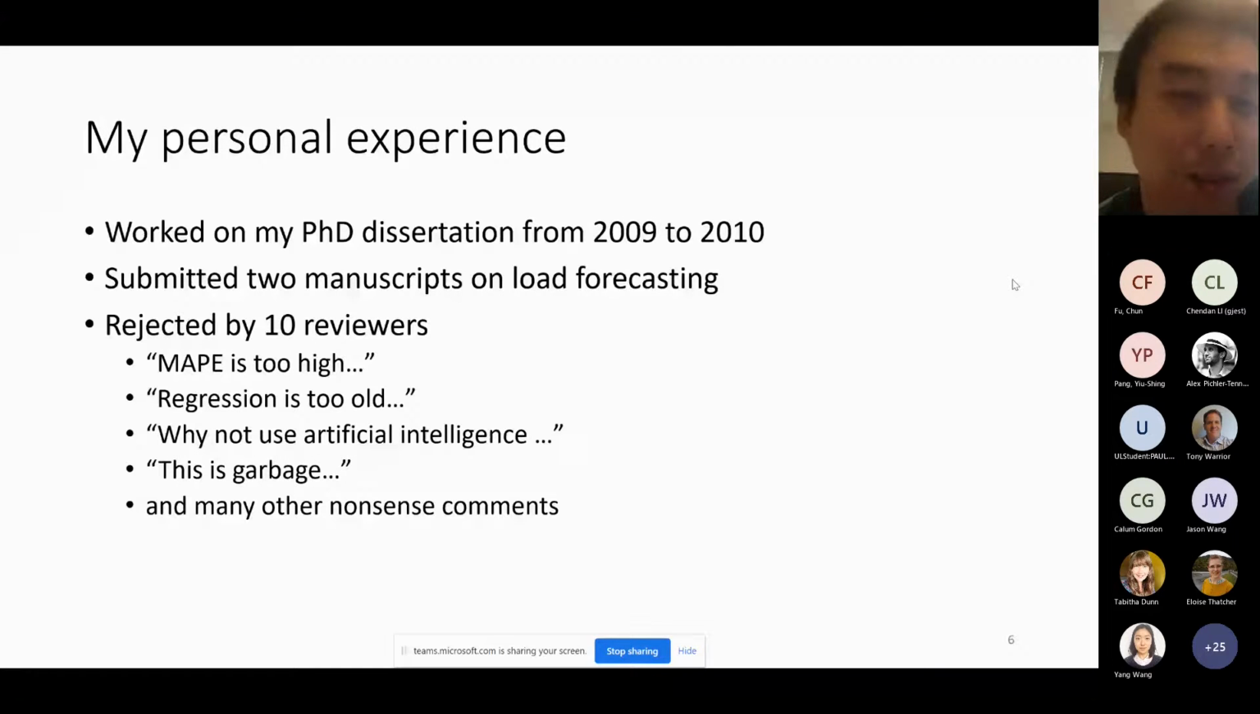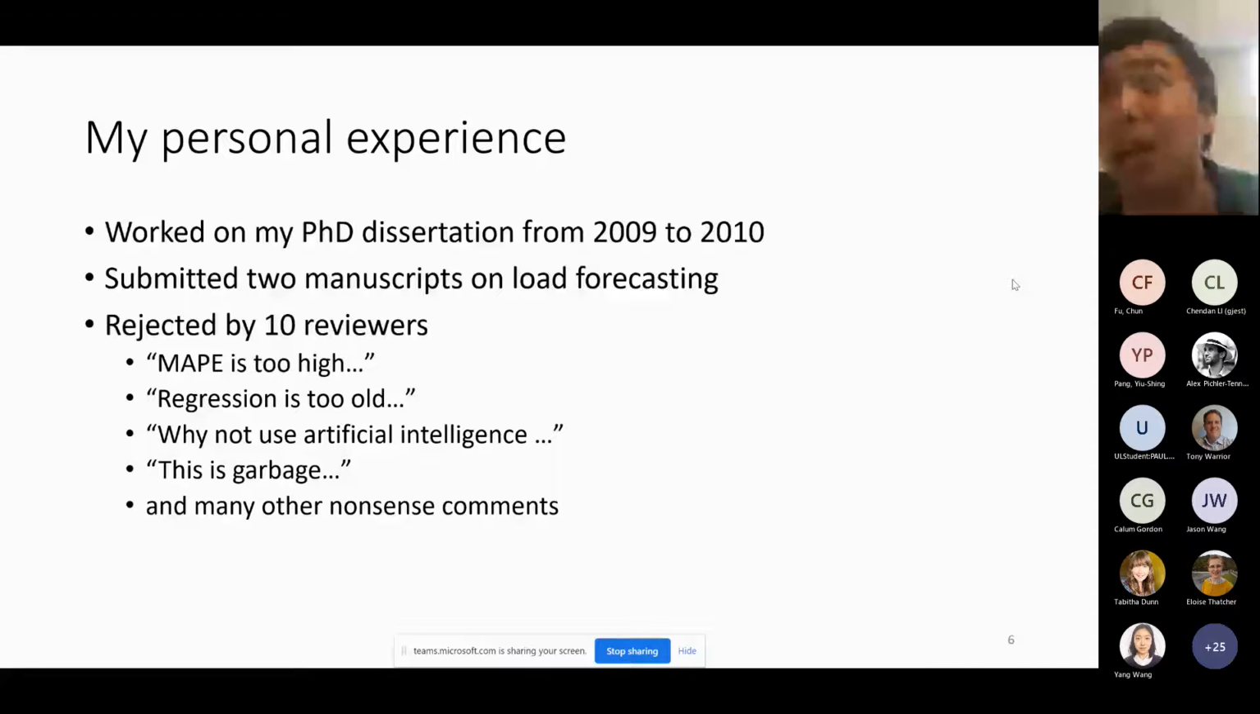And there was another reviewer which is very interesting. In the comments, almost every other line, you see the word garbage. Oh, this is garbage. That's garbage. This is garbage. I mean, that's very disrespectful, and that's bullying. And many other nonsense comments. So, rejected by 10 reviewers.